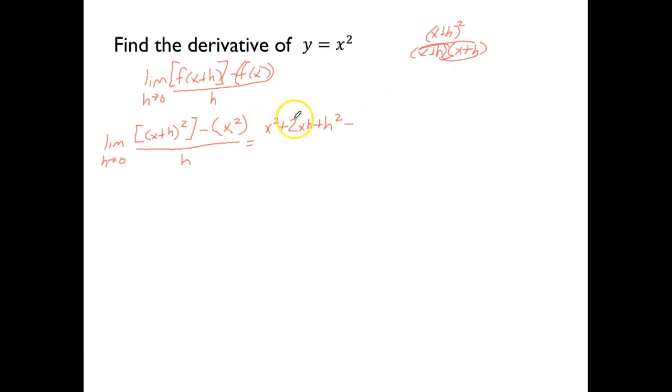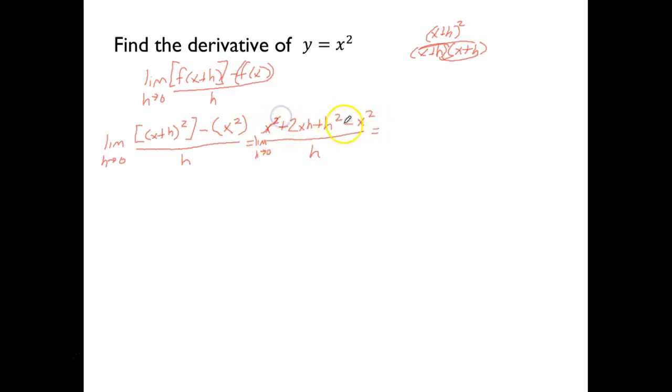Minus x squared, all divided by h. Okay, well, we also, I forgot to write this, the limit as h approaches 0. That's an important thing not to forget to write, like I just did. I still can't plug in 0 because I would still have division by 0. So we need to cancel some stuff out here.